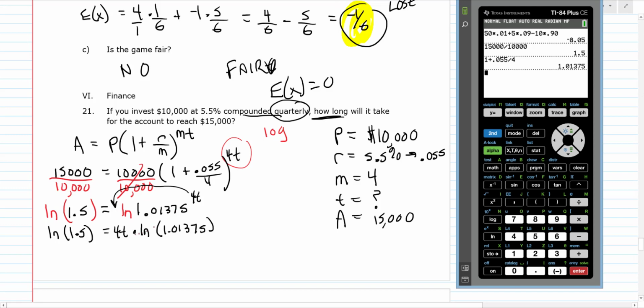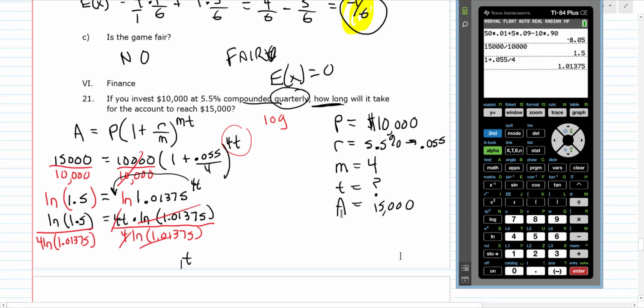Okay, then you can divide. So you're trying to get t by itself, so you divide both sides by 4 ln 1.01375. Then you're going to go to your calculator, but you have to be really careful about how you put this in your calculator. Okay, so that goes away, that goes away. You've got t.